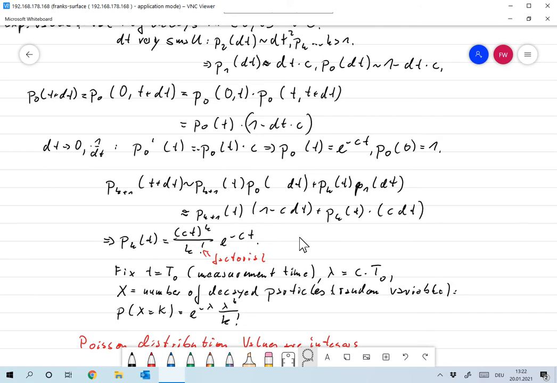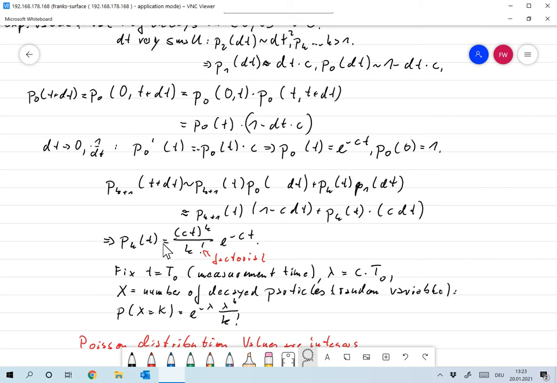Or we have k decays in the time from 0 to t, and one decay in the time from t to t plus dt. So this is equivalent to this one over here, again assuming that pk of dt is 0 for k larger than 1. Now I can do the same thing as above. I can insert my assumption on P0, my assumption on P1, and I finally get a recursive equation, and I'm just giving you the result here.